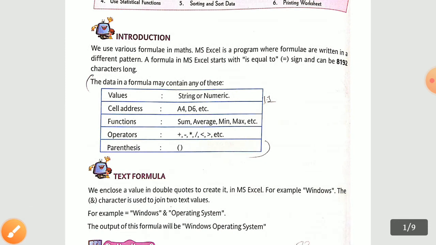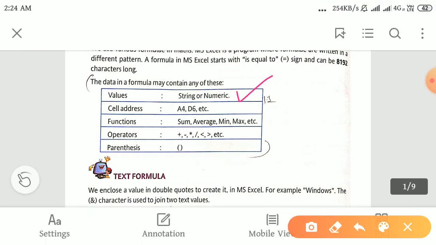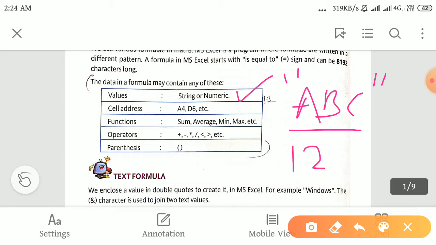Now see, the data in a formula may contain any of these. Now all these things are acceptable. The first is value. Value means what kind of value you are giving. Either you are writing a string. String means you are writing A, B, C in double quotes. Right, whatever you write in double quotes, that is your string. And numeric data, you know the numbers 1, 2, 3, 4, right? All these are your numeric data. So both of these things are acceptable over here in your MS Excel.